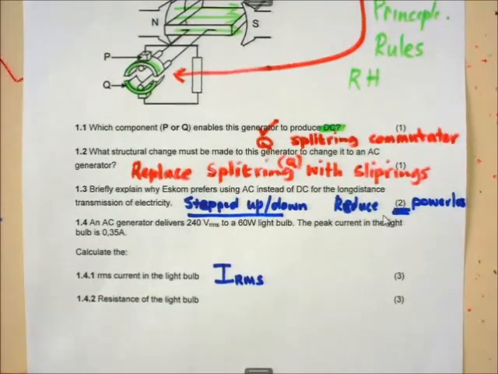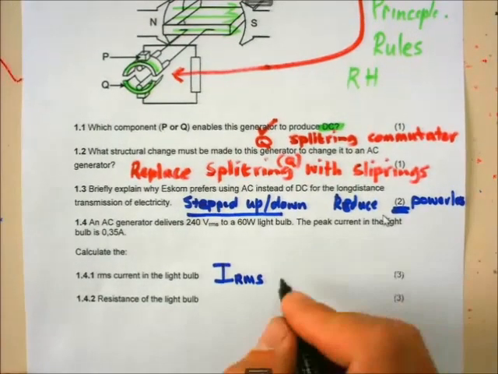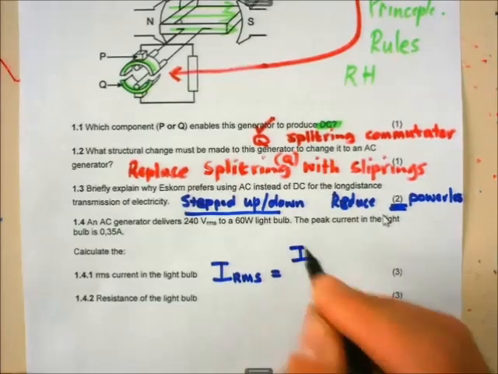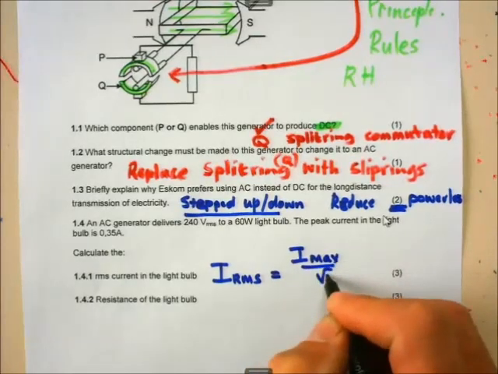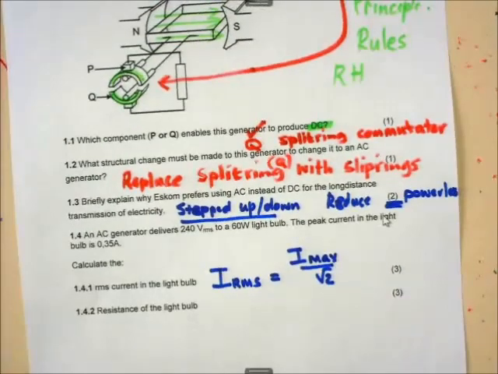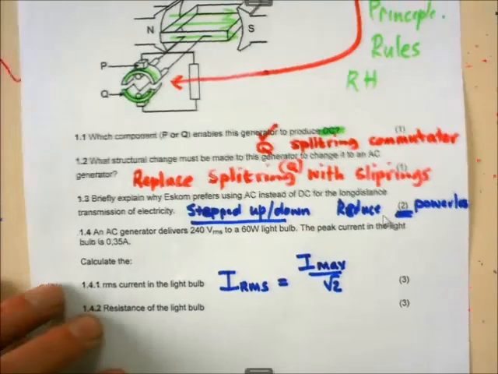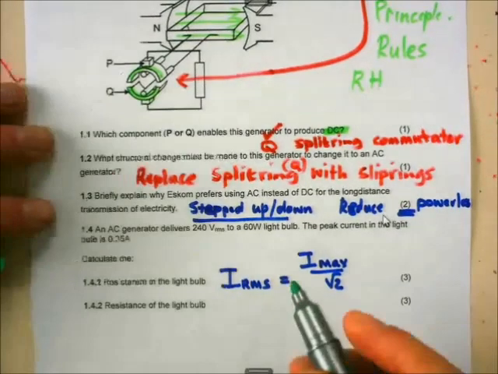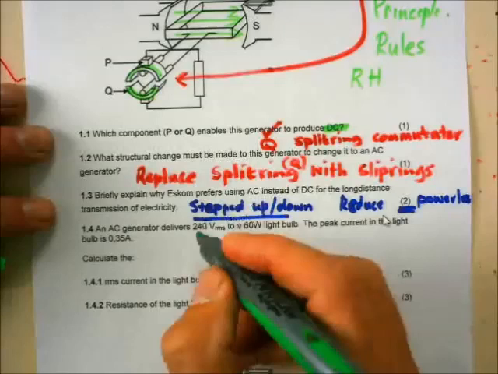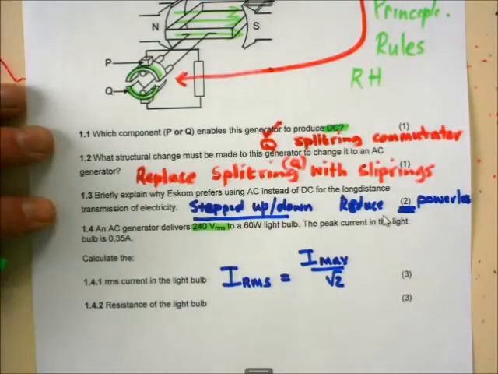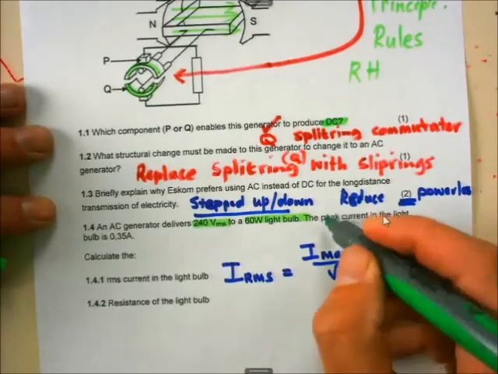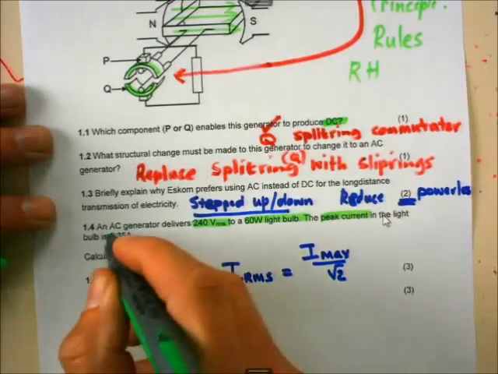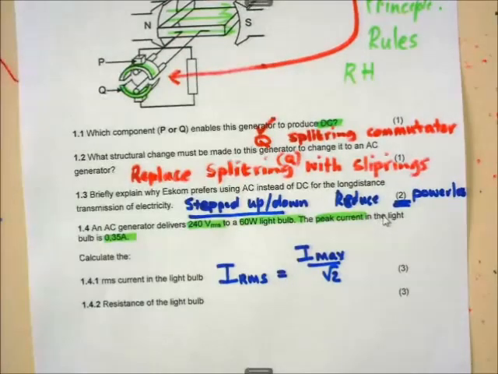Now if I go to my data sheet, I can clearly find this one. Let us see what they've given us. They said here, an AC generator delivers 240 volts root mean square to a 60 watt light bulb. The peak current is 0.35 ampere. So they've given me the peak current. I want that maximum current.